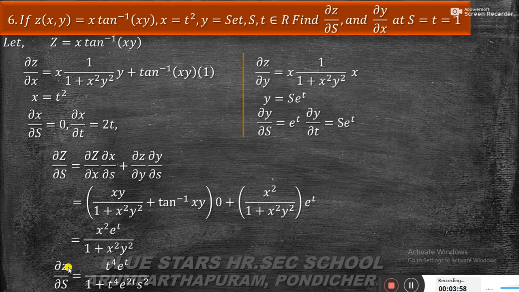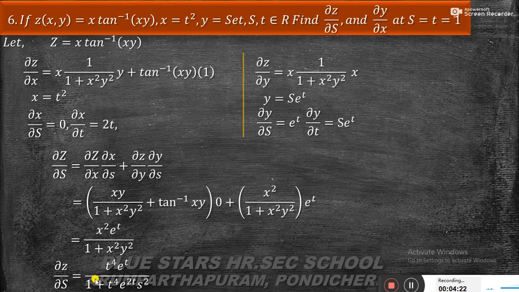So the next step, ∂z/∂s equals, now I substitute the x values. x equals t square. So x square means t square whole square, t power 4. So t power 4 e power t by 1 plus x square value, which is t power 4. The y value is y equals s e power t. So y square means s e power t whole square, which is s square e power 2t. So these are the equations.